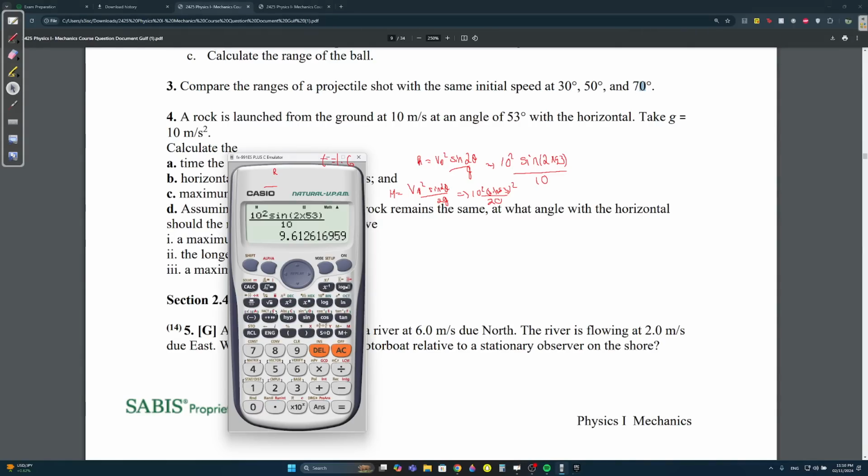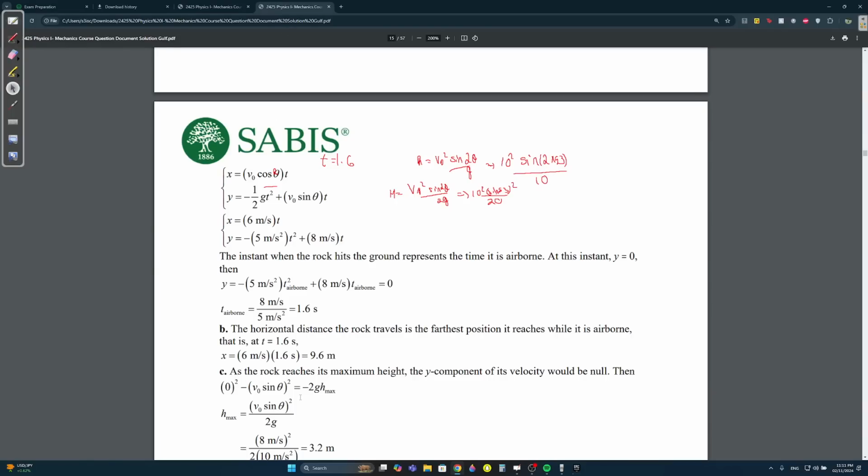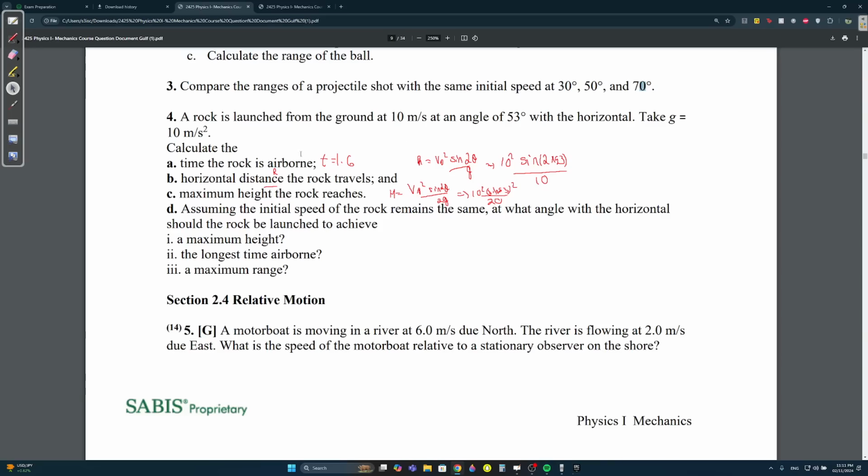Let me see. Just change this to 53 squared over 20. 3.2. Okay. Assuming the initial speed of the rock remains the same, at what angle with the horizontal should the rock be launched to achieve maximum height, longest time airborne, maximum range?